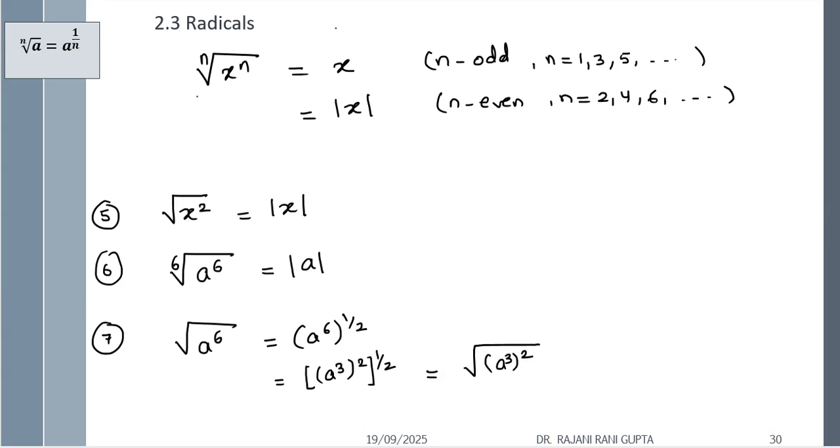Okay. So what is the power here? Power is 2, even power. So it belongs to this. So your answer should be mod of a power 3, or the absolute value. We call it the absolute value. Absolute value of a power 3.